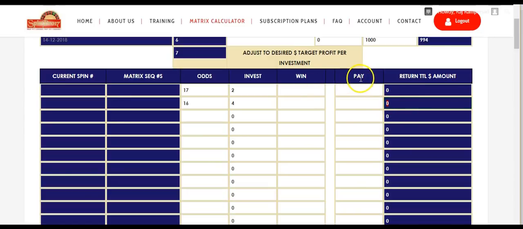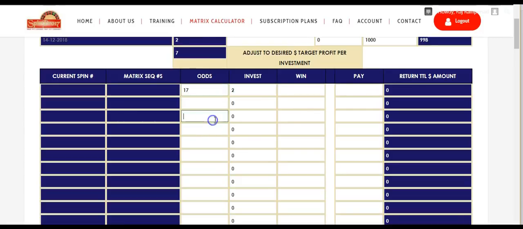Forget about the pay column. This is for different systems that do not apply to our four dynamic systems. Why? Because this is based on single number betting only. Okay, you only have one outcome. And in our case, we have multiple outcomes. So that goes without saying.